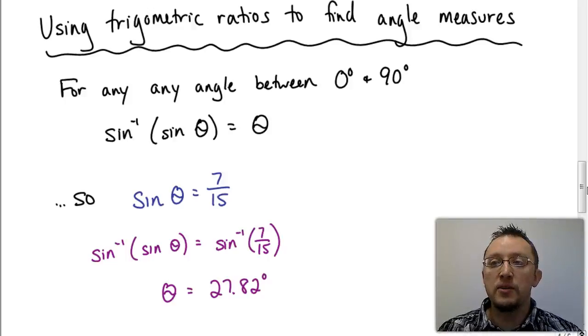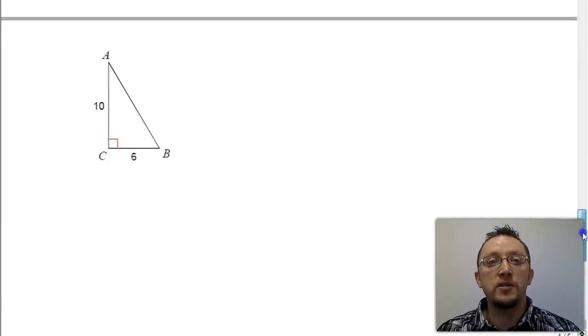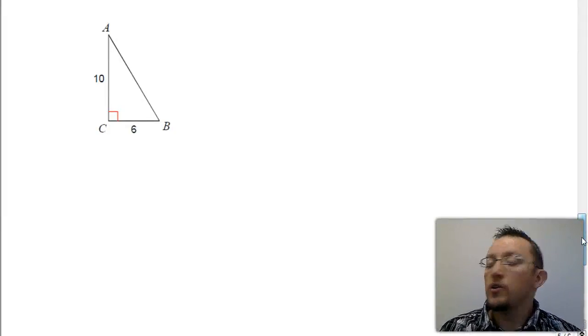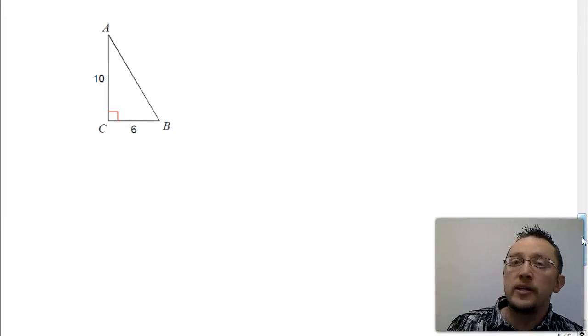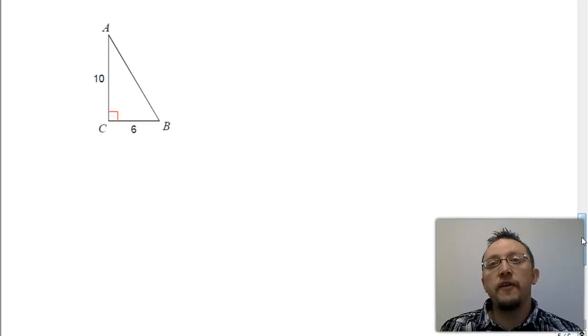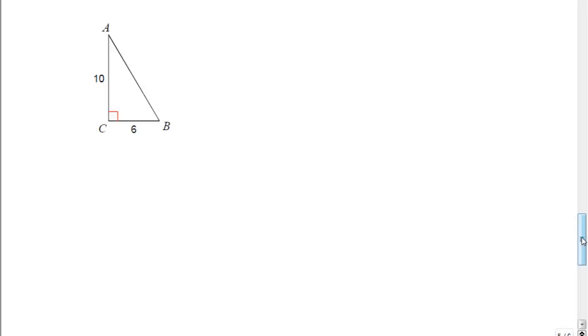So let's look at some examples now together where we're going to use this. Looking at this one here, this is one that we saw earlier. This is the triangle where we're going to take these two sides that we're given, the sides 10 and 6, and we're going to use this to find the measure of the hypotenuse as well as those two angle measures. But let's actually start with those two angles.